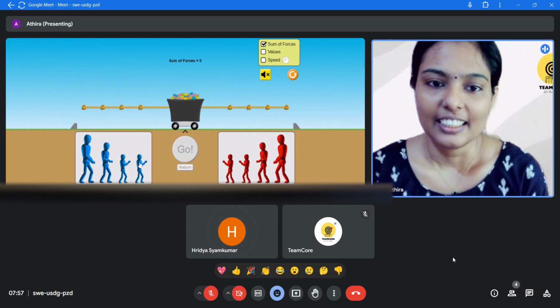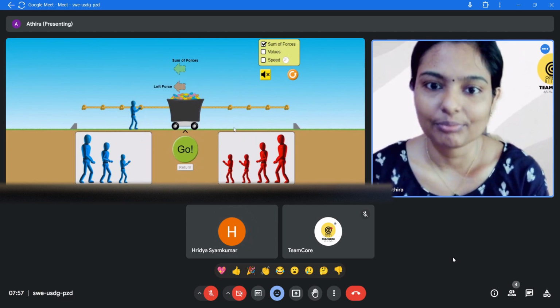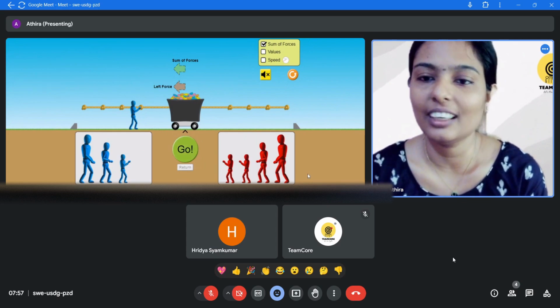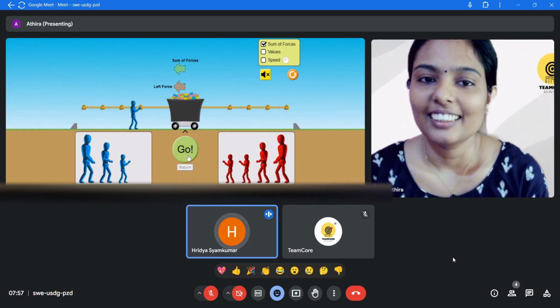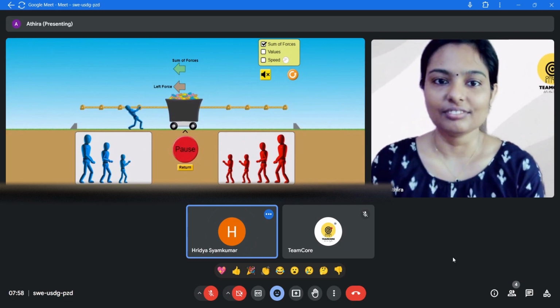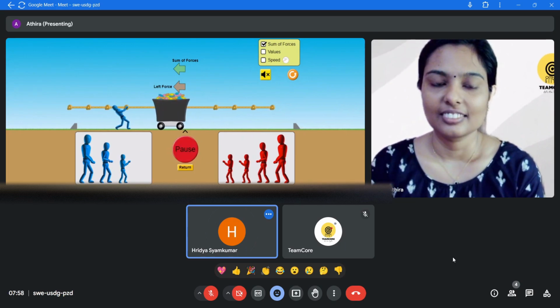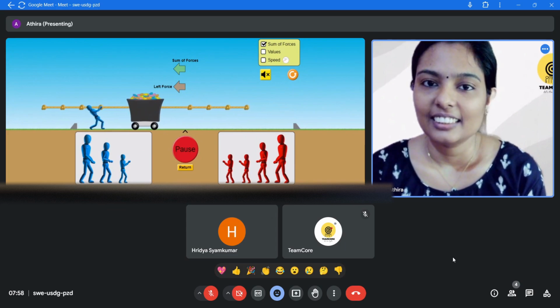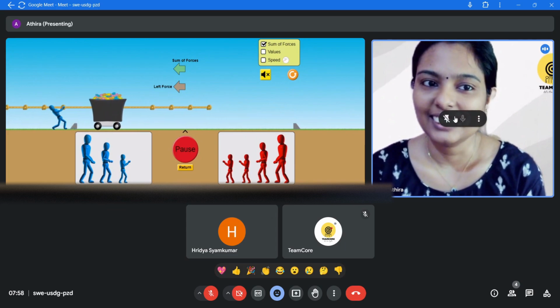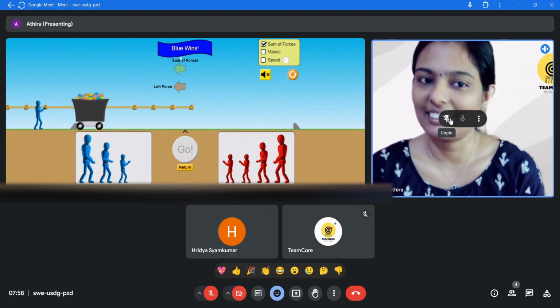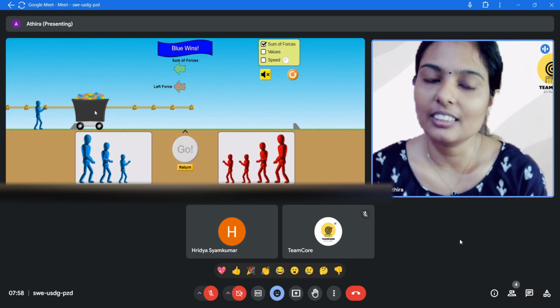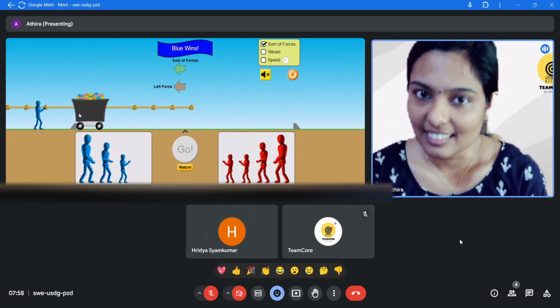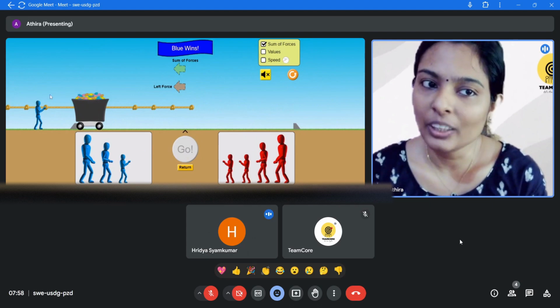Now, see here, the object is at rest right now. Now, what happens? Can you guess which one will win the game, blue or red? Blue will win because there's nobody on the right side. Blue wins. So, if the blue applies a force on this object, as a result the object moves in this direction.